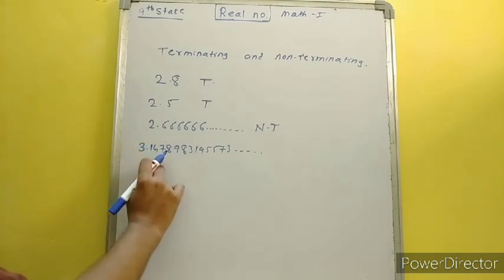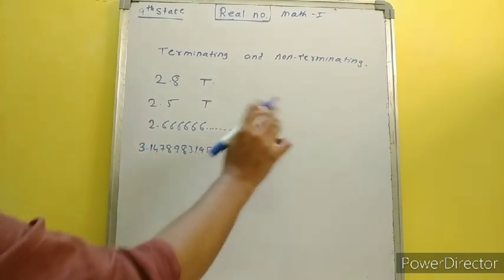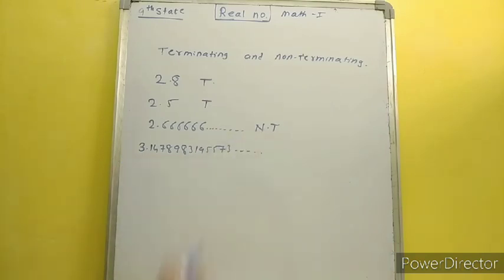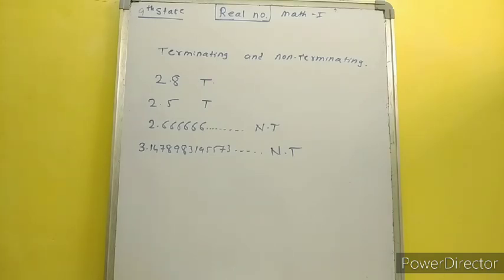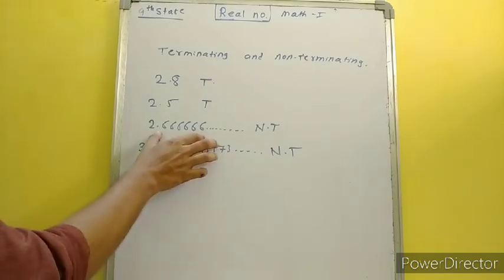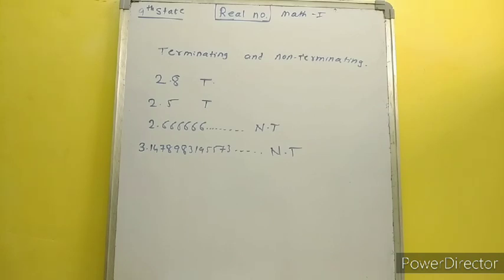So see, 3.1478983195573. This number is also not ending. So again I can say that it is a non-terminating decimal. Now I have written it in decimal form, so it is very easy to understand whether it is terminating or not terminating.